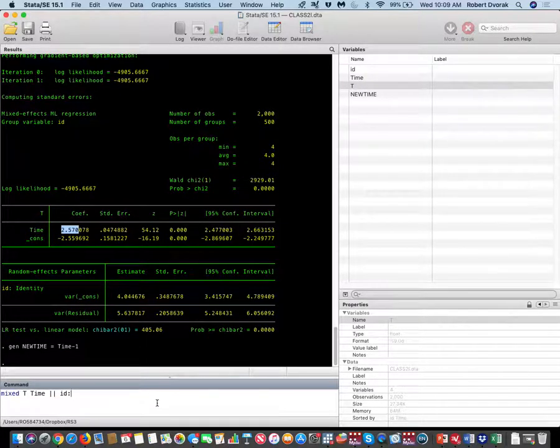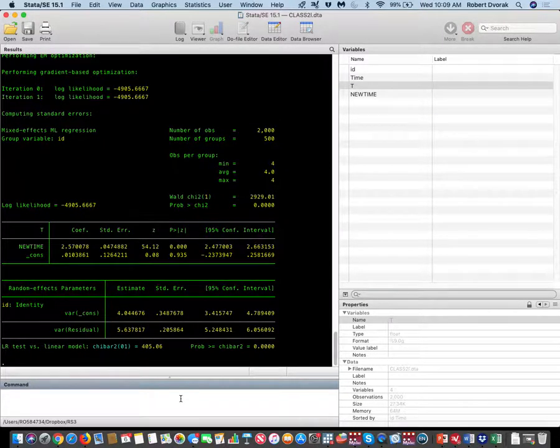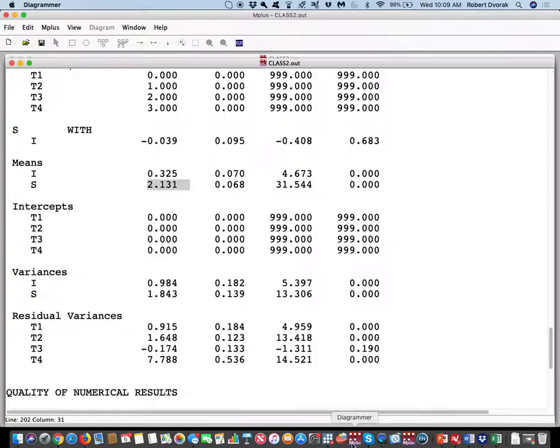Let's try this. Those look a lot closer, 2.57 and 0.01, 0.03, or 0.3. The reason that they're not quite right is that it's twofold.